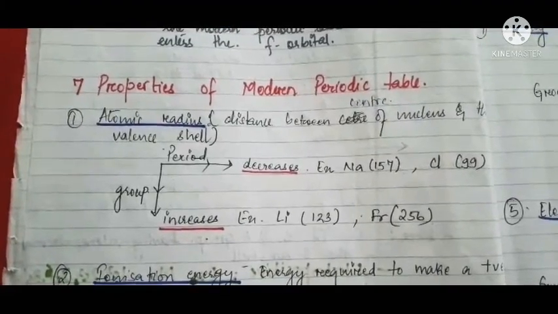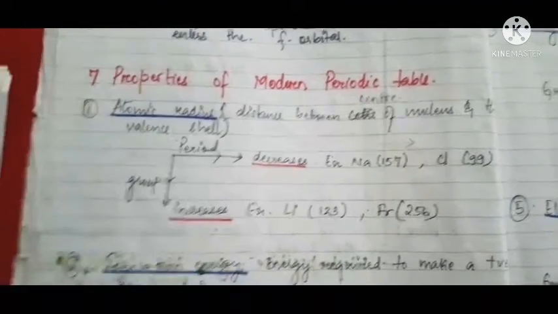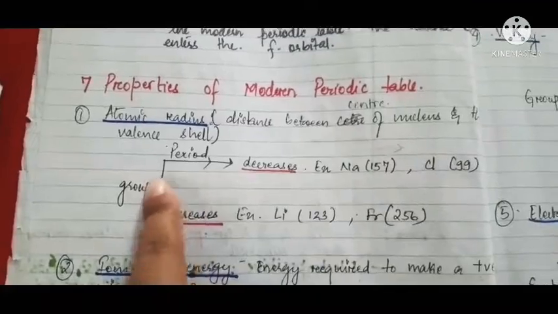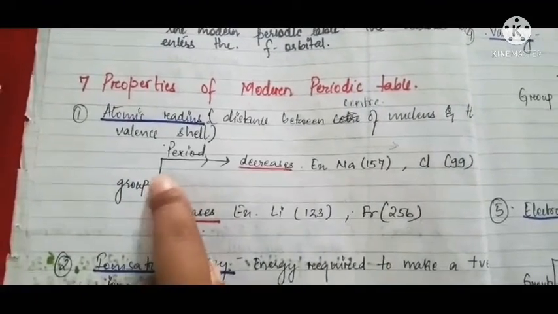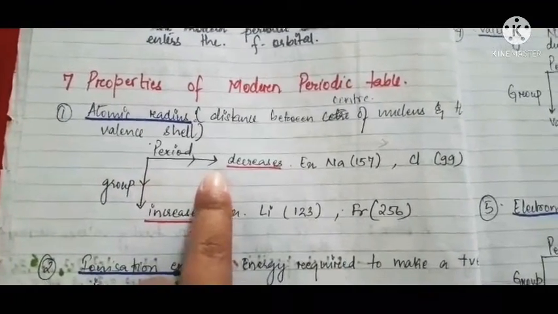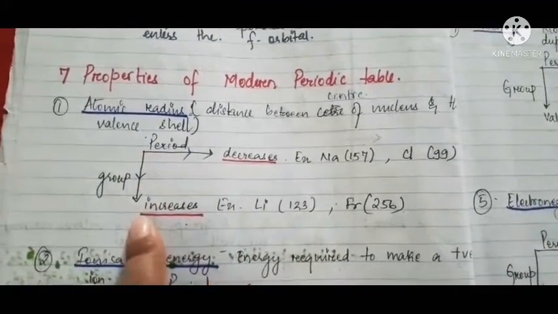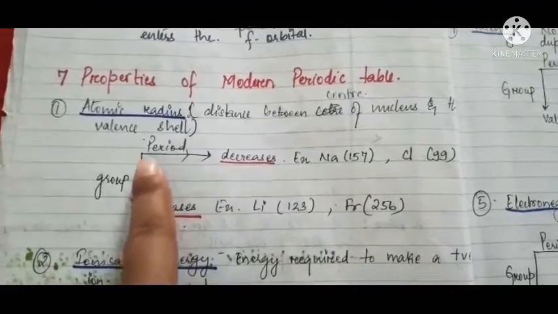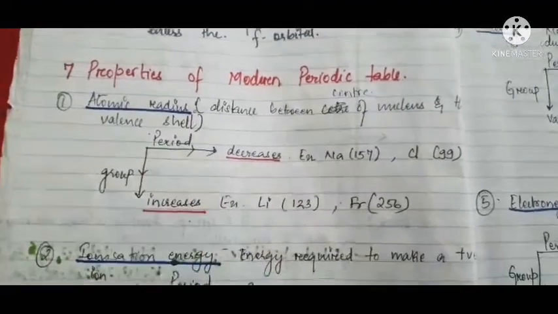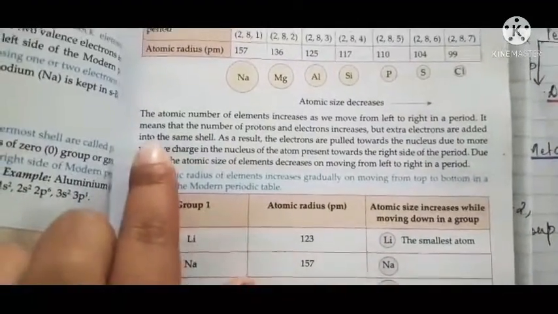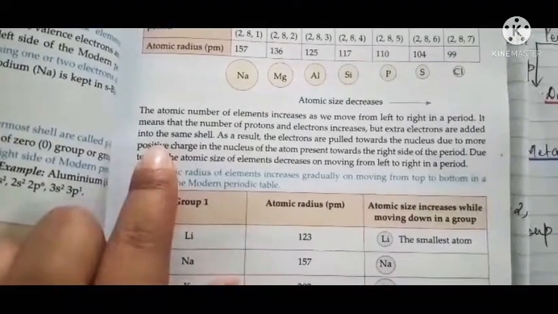Now when we are talking about the radius of an atom, as we go across the period from left to right, the atomic radius decreases, or in simple sense we can say that the size of the atom decreases. As we go from top to bottom in a group, it increases. Now the reason for this, I will be telling you. Atomic number of elements increases as we move from left to right in a period.